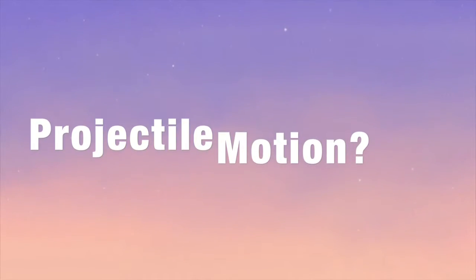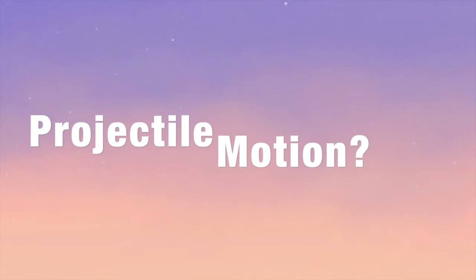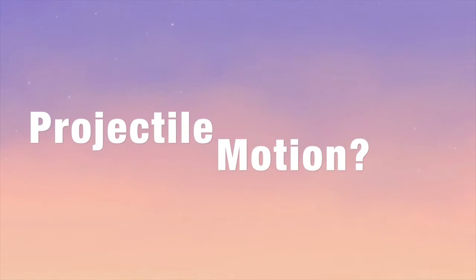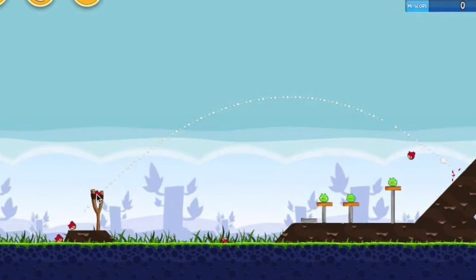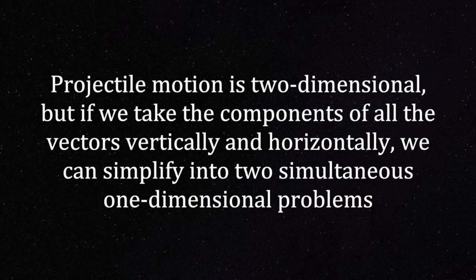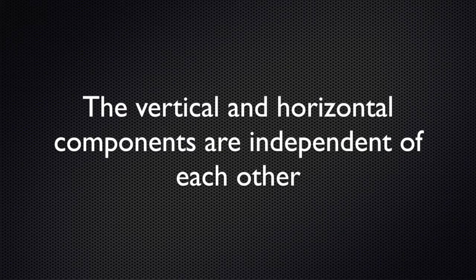An example of projectile motion launched at an angle would be throwing a ball, kicking a ball, etc. Projectile motion is two-dimensional, but if we take the components of all the vectors vertically and horizontally, we can simplify it into two simultaneous one-dimensional problems, which is the vertical component and also the horizontal component. The vertical and horizontal components are independent of each other.